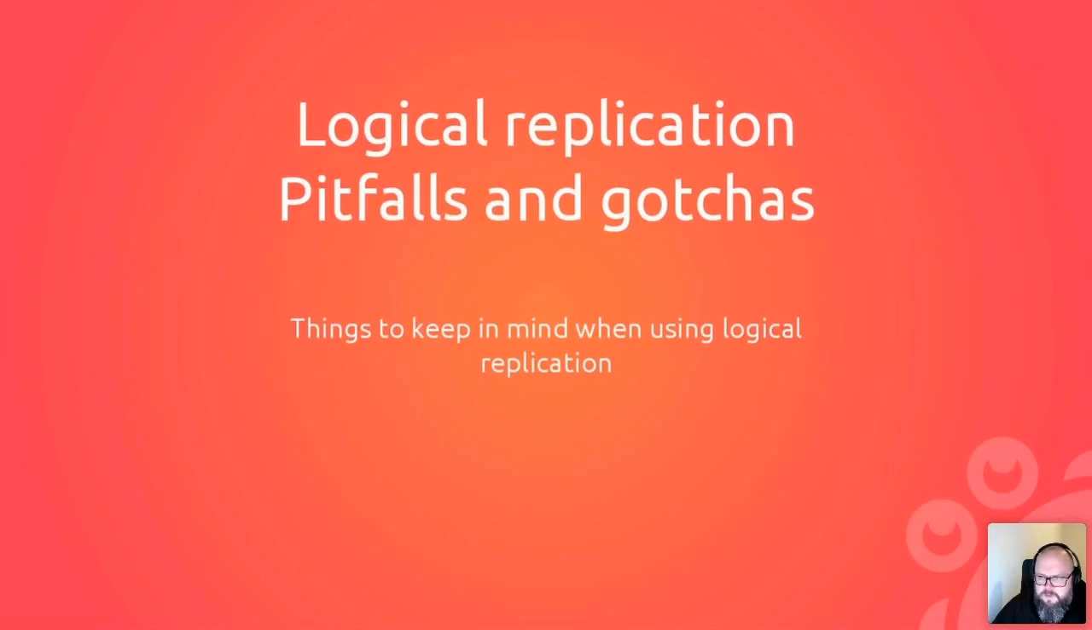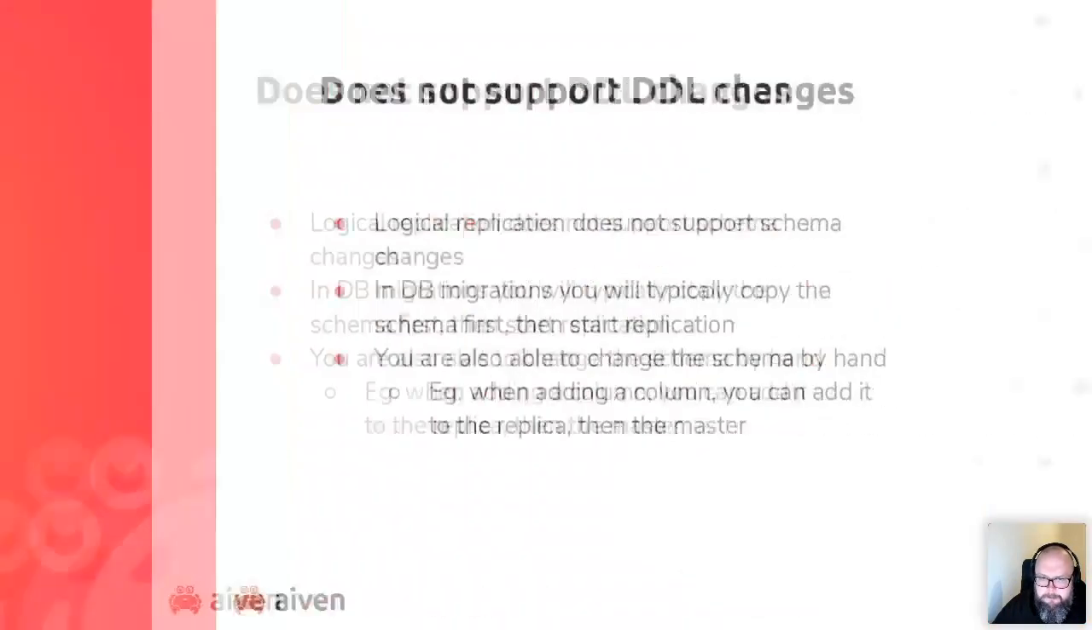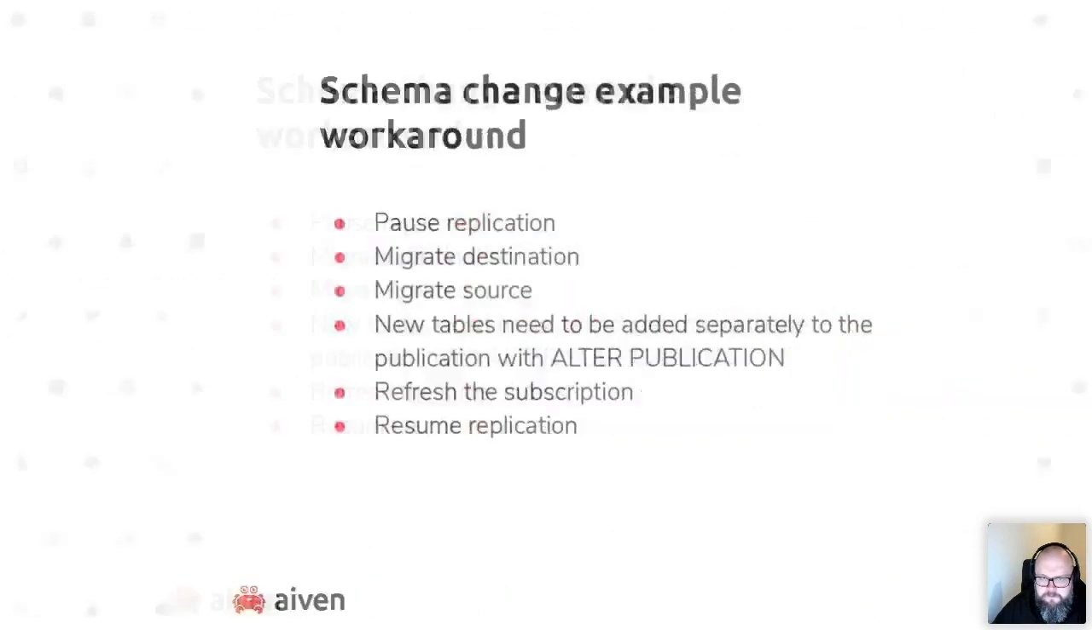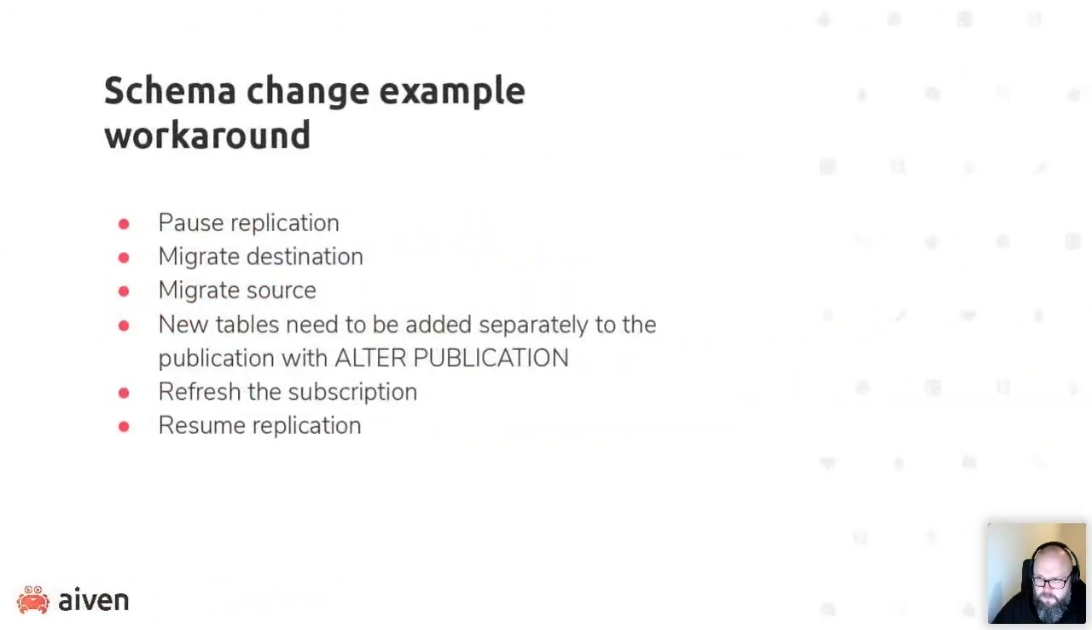Now, let's look at some trickier cases that are good to keep in mind when doing logical replication. Logical replication doesn't support data definition language changes, so changes to the schema. Also, for creating the destination tables, you will typically copy the schema first, then start replication. If you need to do changes to the schema while replicating, a workaround is to pause replication, then first migrate the destination, then migrate the source.